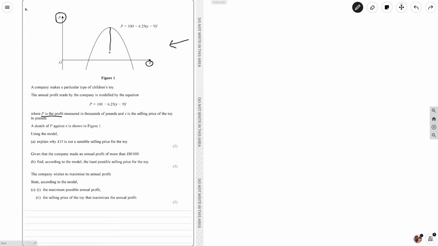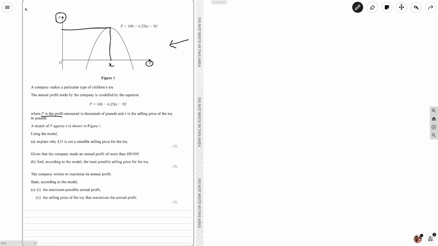If we look at this graph and we chose this selling price for the toy, we would get the most amount of profit. This would be our maximum profit, just like we normally call on quadratics like this parabola shape, and it's an upside down parabola, that would be a maximum. In this case it's the maximum profit that the company could make.